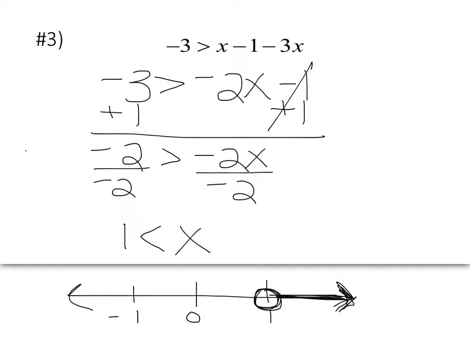And again, you can choose a number to check. So 2 would be a number over here. So if I put 2 in here, is 1 less than 2? Yeah, so you know you did it correctly. Now, if you're not using the circles, this would be a parenthesis like that.